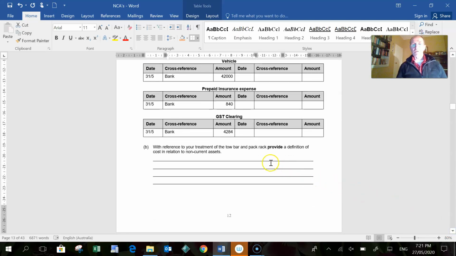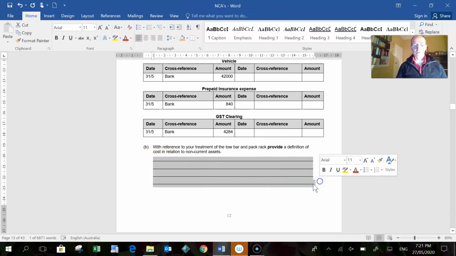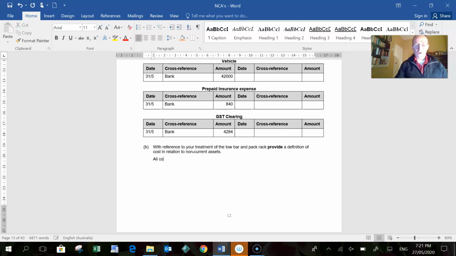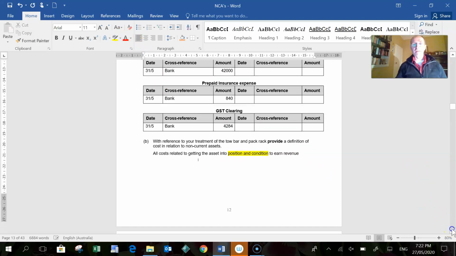All right, so with reference to your treatment of the tow bar and pack rack, a definition of cost will be all costs related to getting the asset into position and condition to earn revenue. So all costs related to getting the asset into position and condition. They will all be added to the cost of the asset.